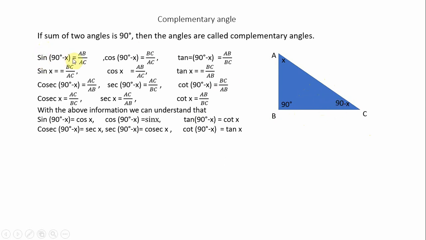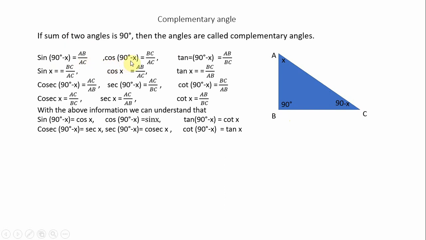So let us write sine of 90 minus x. Here sine of 90 minus x means here we have the angle 90 minus x. Sine is opposite side by hypotenuse. The opposite side is AB and the hypotenuse is AC. So sine of 90 minus x is equal to AB by AC.